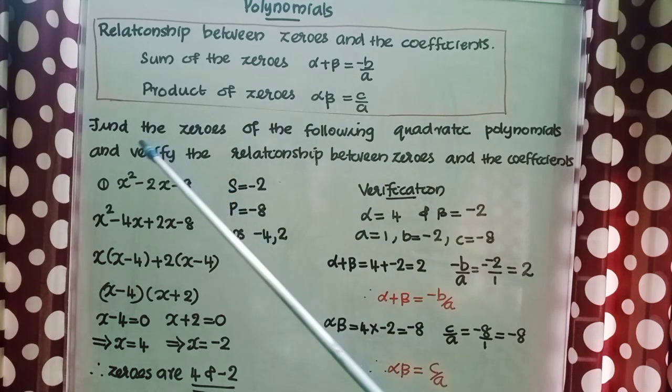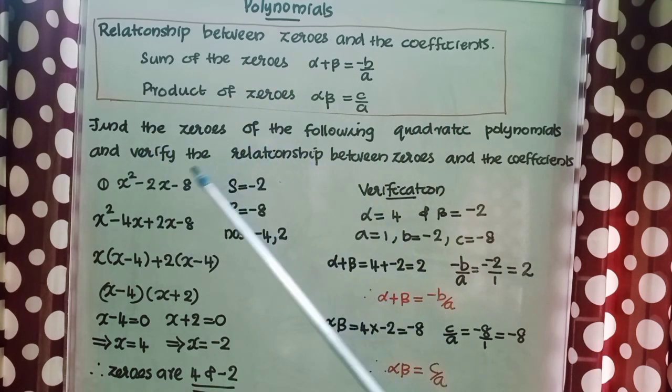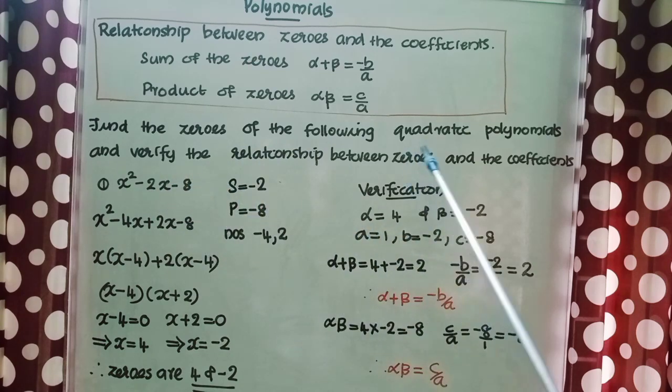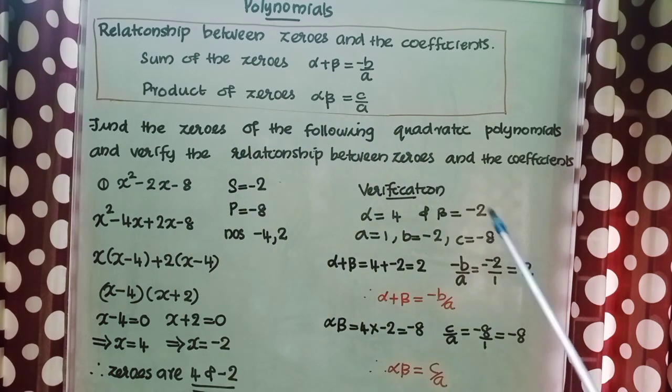In this polynomial, a = 1, b = −2, c = −8. First let us find alpha plus beta. Alpha plus beta = 4 + (−2), that is equal to 2. Now let us find minus b by a. Minus b by a = −(−2)/1, that is also equal to 2. So we got alpha plus beta equal to minus b by a. We verified the first relationship.